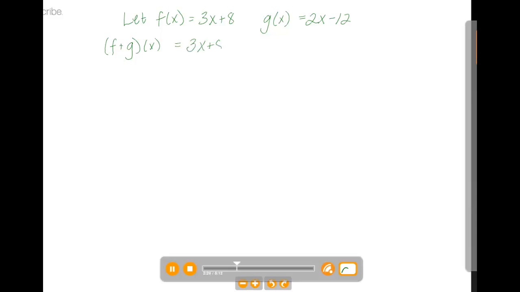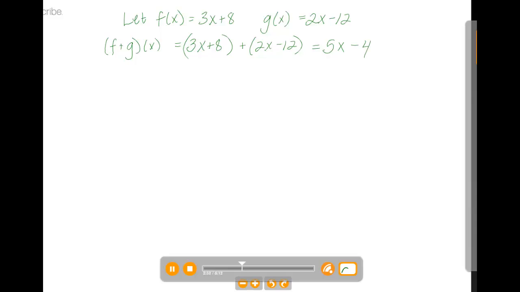Here's f of x, and here's g of x. But we don't need the parentheses here. We have 3x plus 8 plus the quantity 2x minus 12. We don't really need parentheses. We can just combine all those like terms. 3x plus 2x is 5x, and 8 minus 12 would be negative 4.